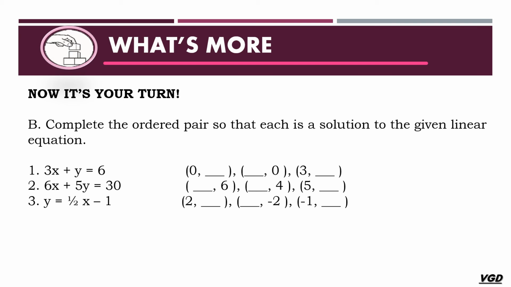Number 3, y is equal to 1/2 x minus 1. So we have the first ordered pair, 2, blank. Second ordered pair, blank, -2. And the third ordered pair is -1, blank.